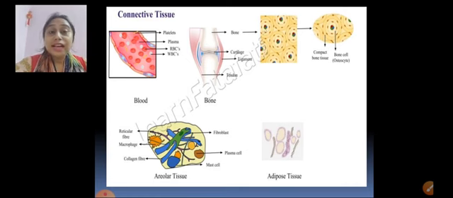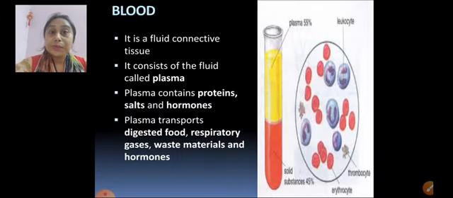In today's class, we will include only two connective tissues, that is the blood and the bone. Fine, we'll start with the blood now. Blood. See, blood is what kind of connective tissue? Fluid. It's not rigid. It is fluid. Okay, fluid connective tissue.